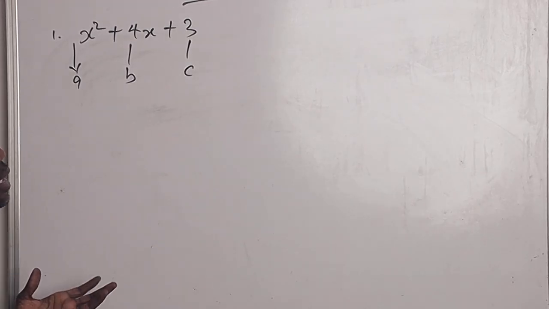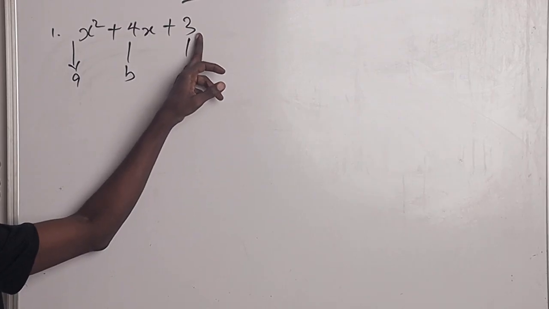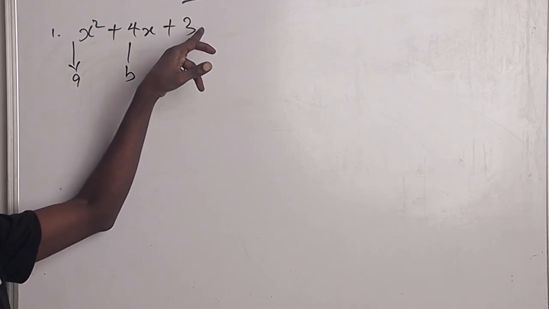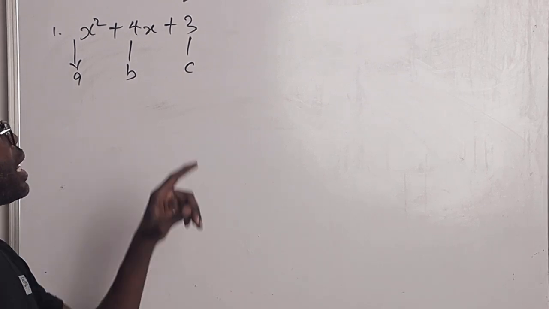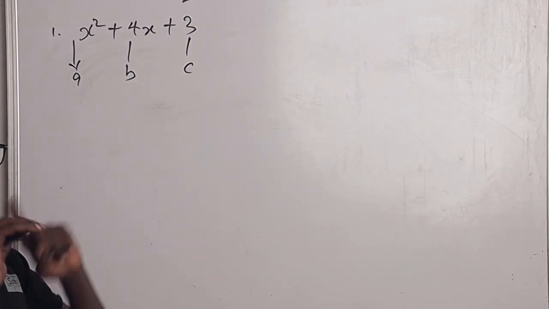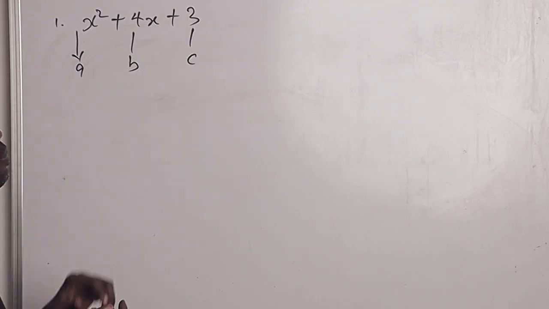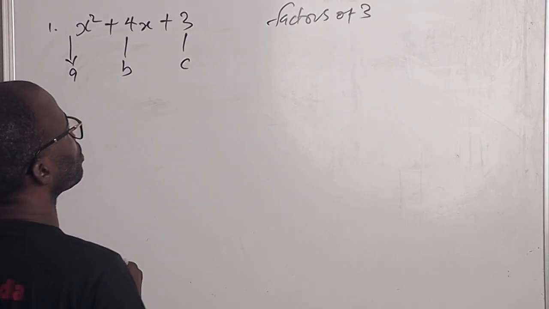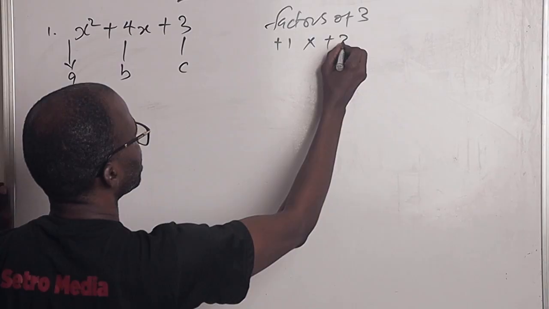So what they are simply trying to say is, what two figures are you going to multiply that will give you a constant value of 3? And when you add those figures together, they are going to give you 4x. X here is the variable that we are looking at. What are the factors of 3 that you know? So factors of 3: plus 1 times plus 3, isn't it?